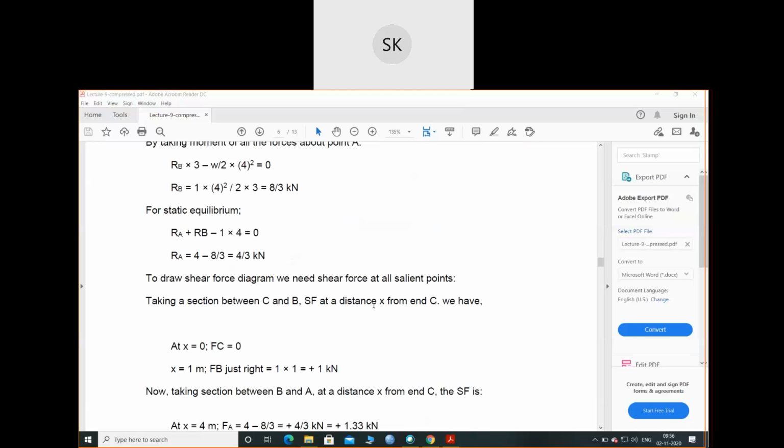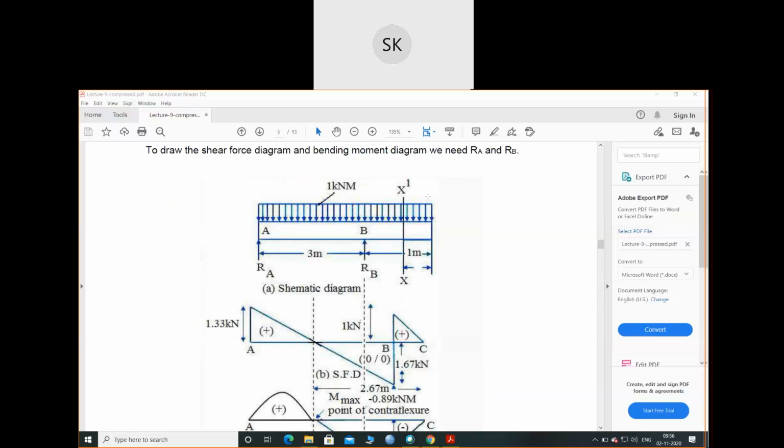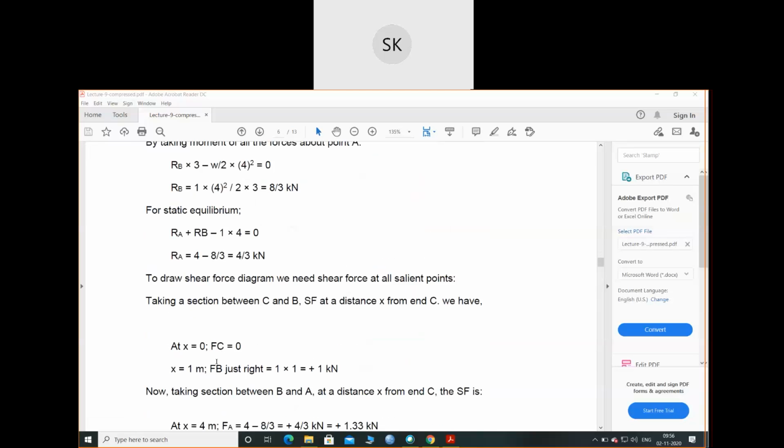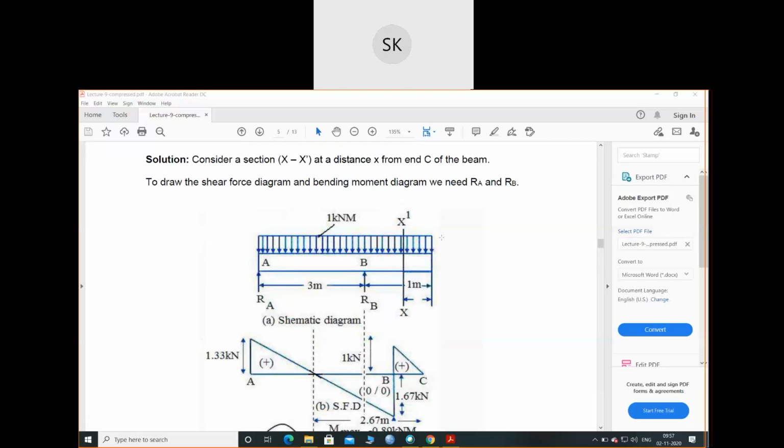Now after taking the section between C and B, the shear force at a distance x, at x equals to 0, means at this position there will be no shear force. Now taking the distance between B and A at a distance x from the C end. At x equal to 1 meter, my force will be only W into x. At the extreme point, my shear force will be 0.